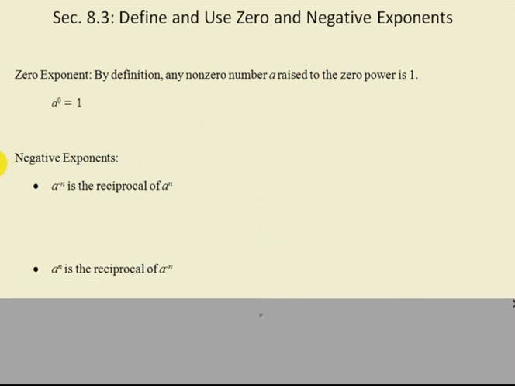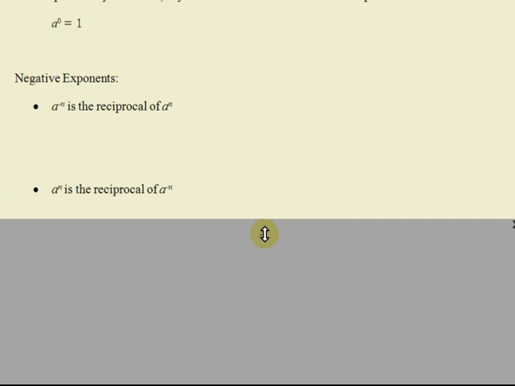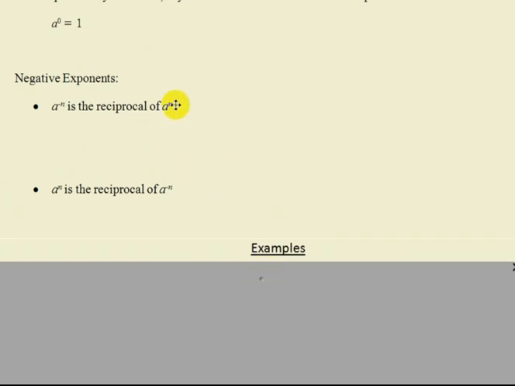Well, a to the negative n is going to be the reciprocal of a to the n power. So in other words, if we have a to the negative n power, we're going to say this is the same thing as 1 over a to the positive n power. Then likewise, a to the n is the reciprocal of a to the negative n. So in other words, we can say a to the n, the positive n, is equal to 1 over a to the negative n.